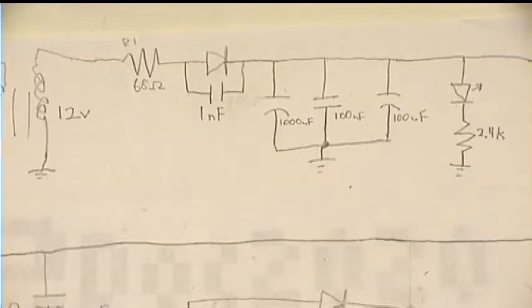Then it goes through a 68 ohm resistor, which limits inrush current and prevents quick changes in voltage. Then we have a puny single diode rectifier, which is a 1N4002, I believe. Simple 1 amp diode with a 1 nanofarad capacitor across it for noise suppression purposes.